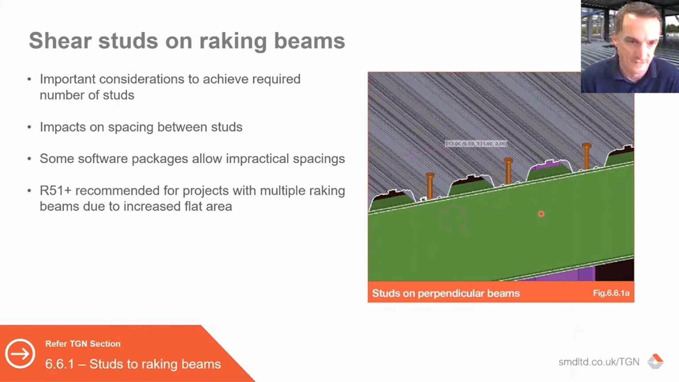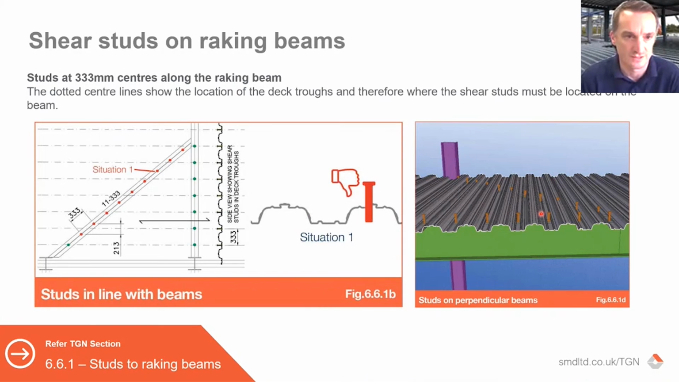Looking a bit further into that, when you have a raking beam, so this is the perpendicular beam, 333 centres, trough centres, as we say, perfect, no problem. We can get them on at 333. A lot of beam design software naturally puts studs at 333 centres, or 1 per trough. Now, it would even potentially do that on this raking beam, depending on the package you're using. But on this raking beam, studs at 333, for obvious reasons of where the troughs line, which you can see by these chain dotted lines, would not be achievable.